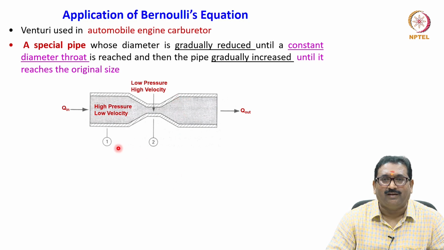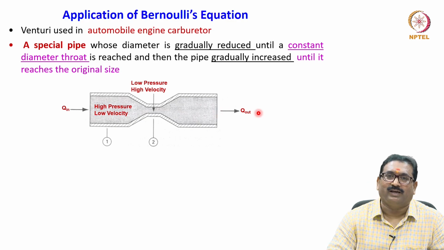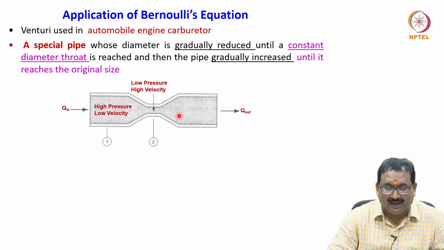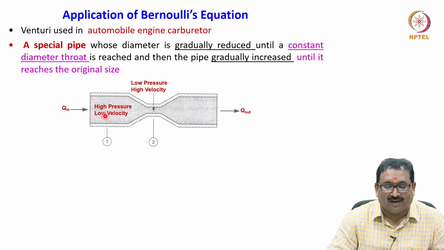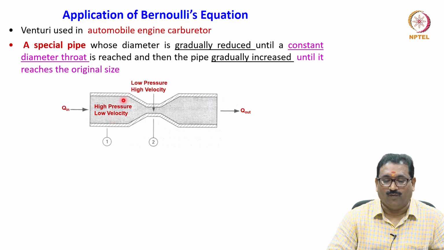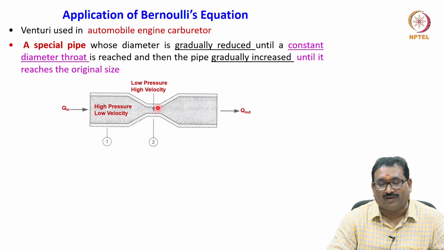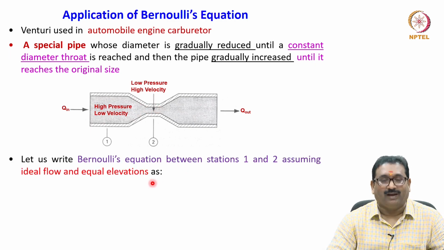Now I am showing you the flow through the Venturi. I am taking station 1 and station 2. At station 1, I marked Qin, meaning the quantity of fluid entering here, and Qout is the quantity of fluid exiting from the other end. At station 1, the fluid has high pressure and low velocity. When it moves to the middle, it has low pressure and high velocity, moving very fast.